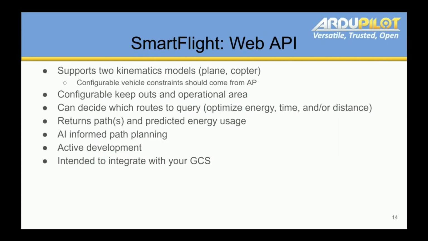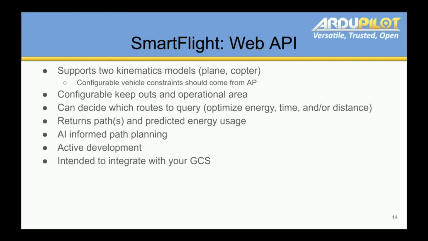Their planner supports 2 kinematic models, one for plane, one for copter. We want the vehicle constraints to come from the autopilot. I haven't implemented that yet. It does support keepouts with an operational area. And then when you query the planner, you can tell it what to optimize for. Currently, they support energy optimized plans, time optimized plans, so if you want to execute the mission really fast, or distance optimized plan, which is typically what most planners are doing these days. It returns the paths as well as the predicted energy usage, so you know if you'll have battery to actually do the mission, which is really nice.